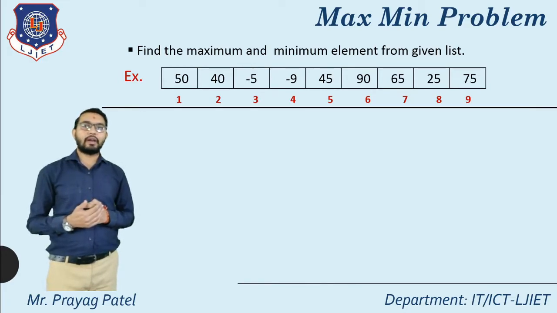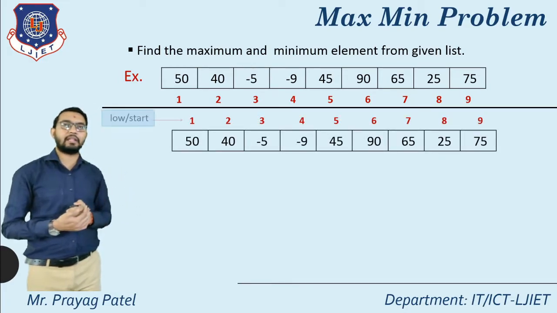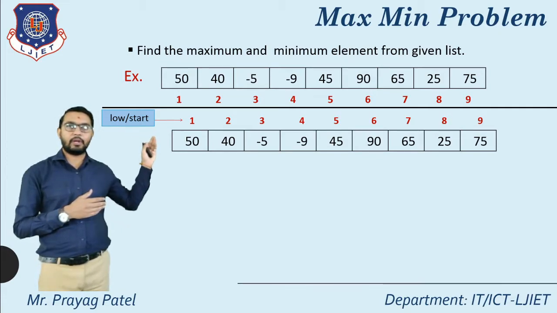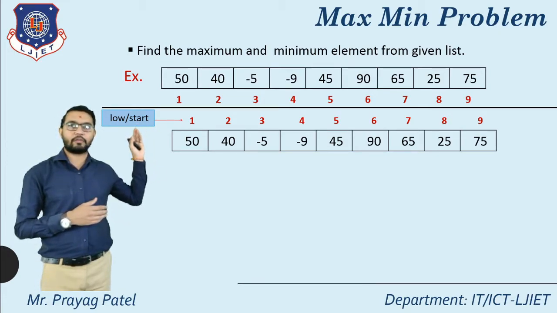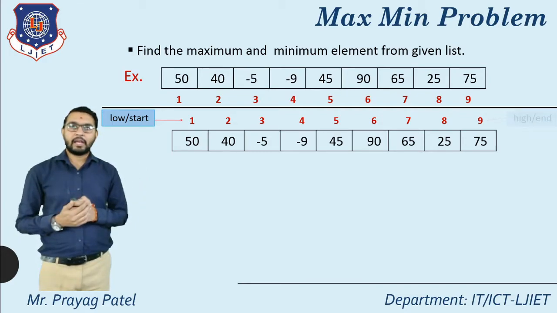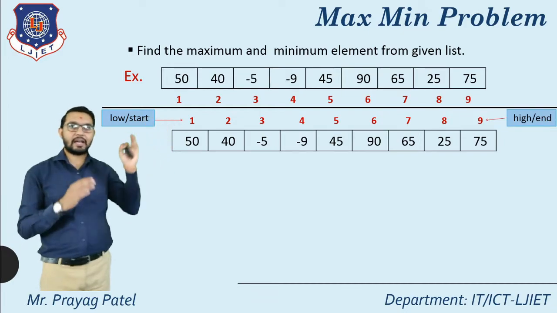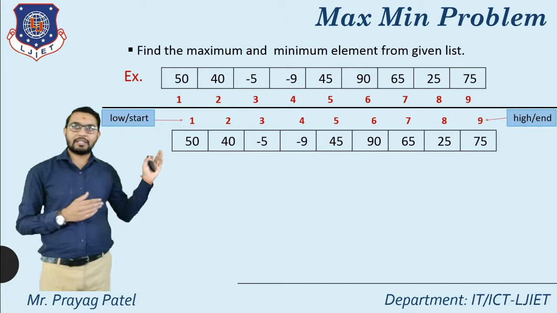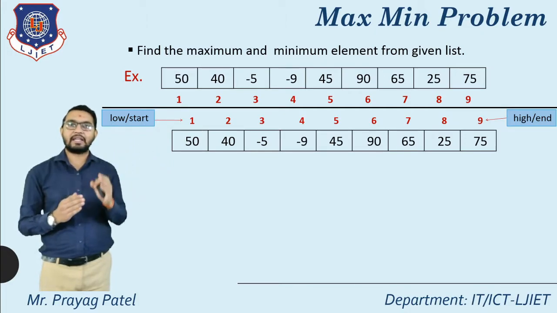So according to the divide and conquer technique, first we divide this problem into sub-problems. For dividing the problem into sub-problems, the first location is considered the starting position, or low, and the last location is considered the finishing position, meaning the end point, or high. So 1 is considered low and 9 is considered high.